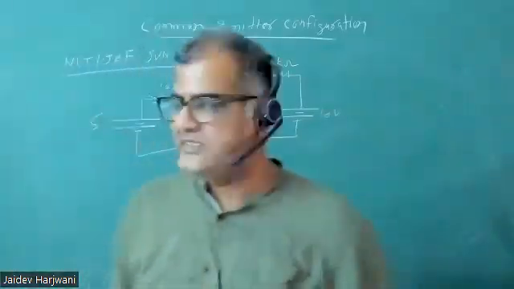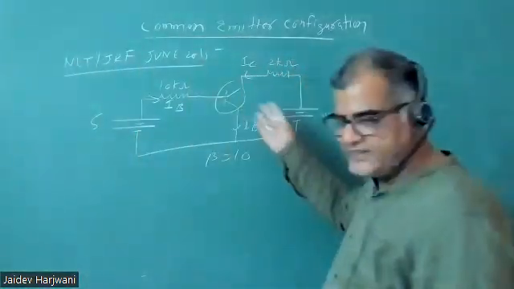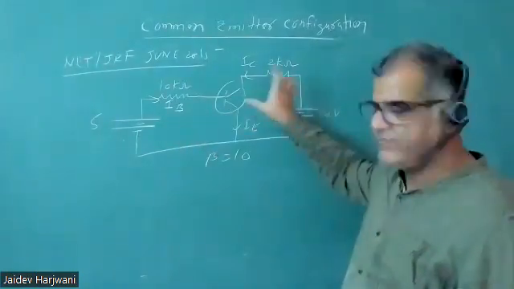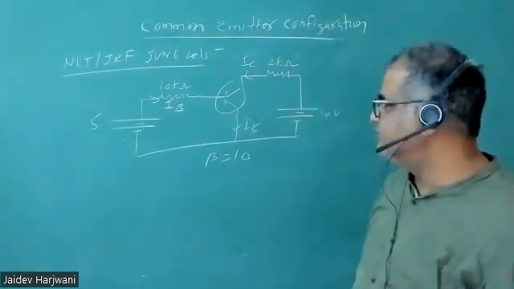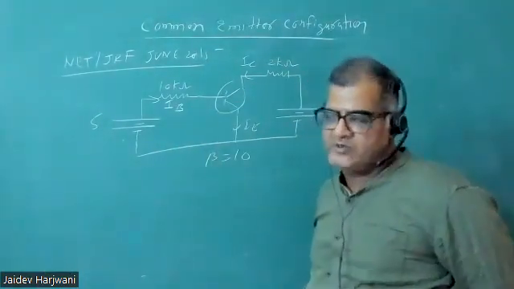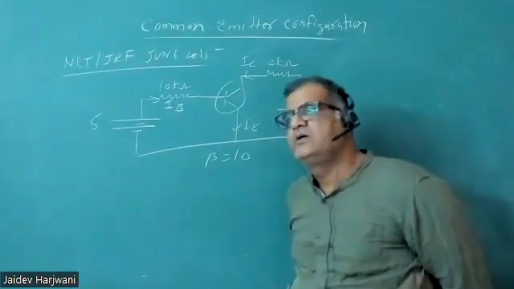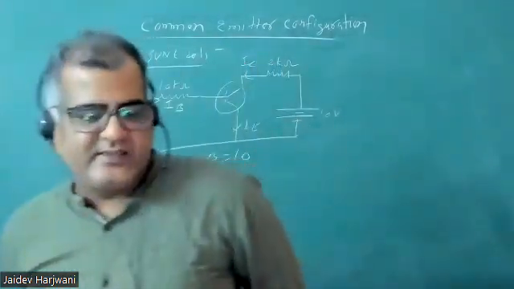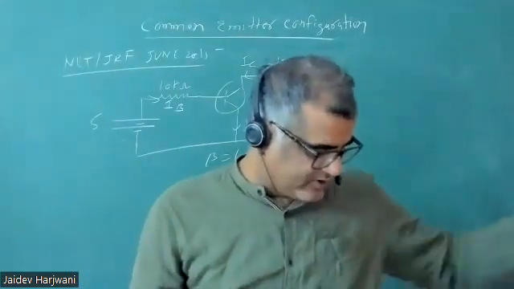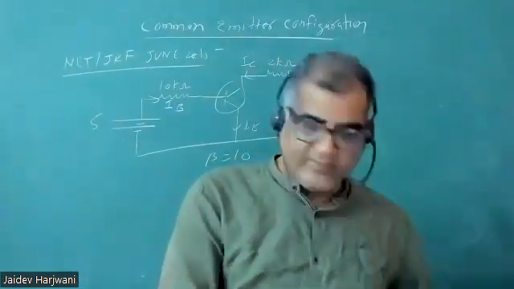So biasing, what we are doing here, this is basically biasing. I'm applying 2 batteries here. I'm giving biasing here, I'm giving biasing here. So each transistor, at least 2 voltages are required. At least 2 biasing are required. But this type of biasing cannot be used for making devices.